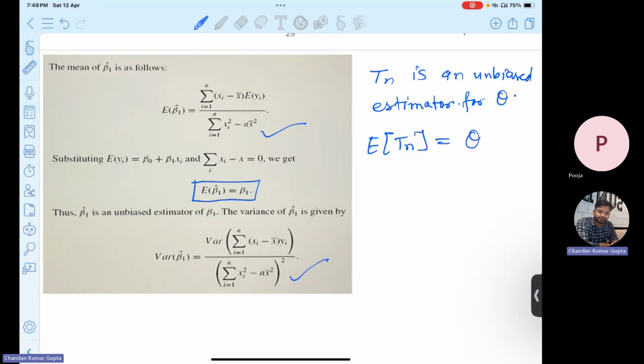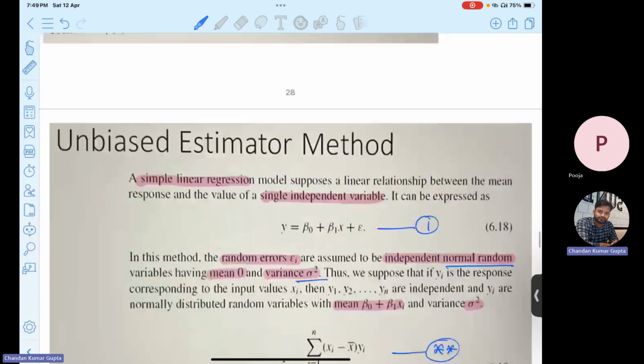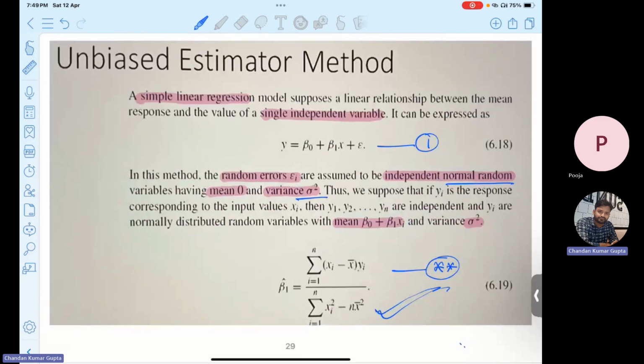Okay, now actually we are discussing the unbiased estimator method to estimate the simple linear regression coefficient. We have a simple linear regression model which is given in equation 6.18. With the help of this method we are able to estimate the beta 1 cap, which is given in equation double star. Okay, which is the unbiased estimate.